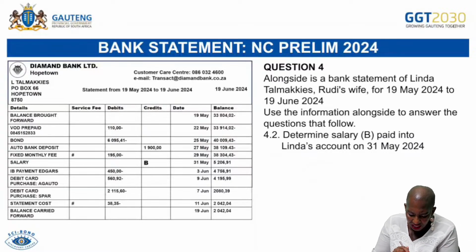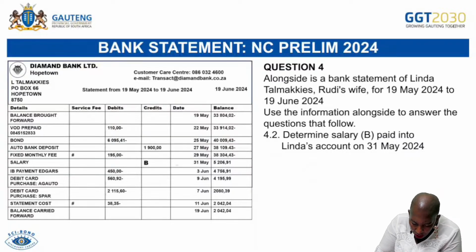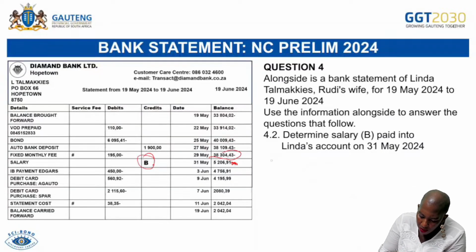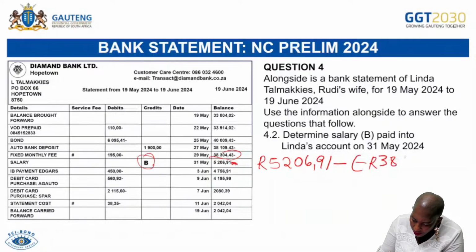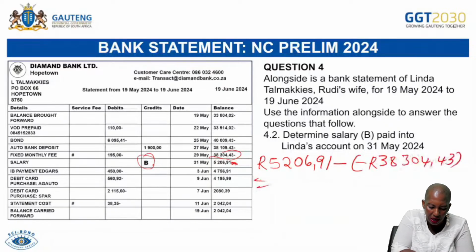Now let's have a look quickly. The salary B, how much has been deposited into that account. So for me to get this amount, I have to take this amount and then add this one, then it will give me this one. So the positive balance is 5,206 rand 91, and then, remember, now I'm doing the reverse calculation because this amount is negative, it is minus 38,304 and 43.